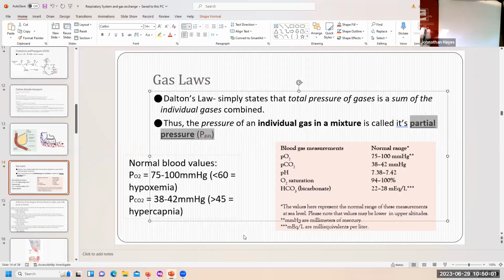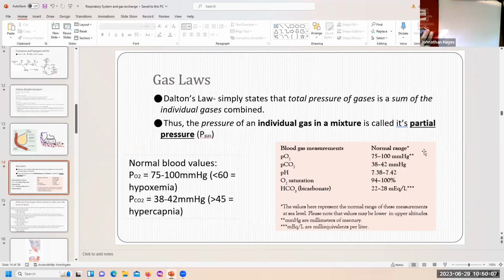And when you look at PO2 and PCO2, there are certain numbers that we want to hover around. PO2 in arterial blood needs to be pretty close to 100, right? And PCO2 in arterial blood, we usually like to be on the lower end, closer to 35.